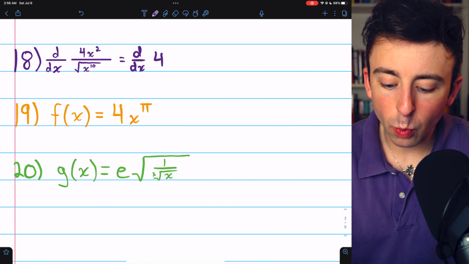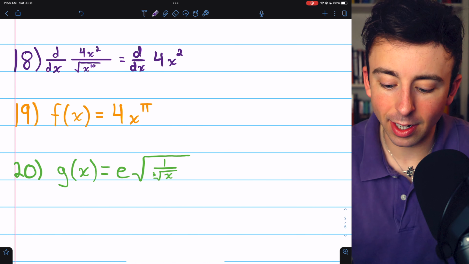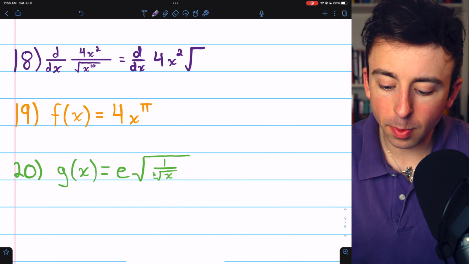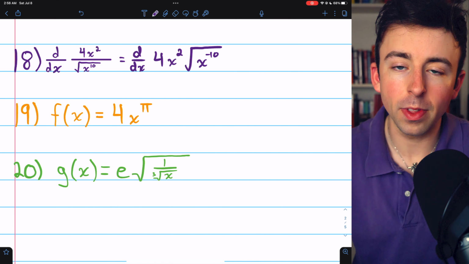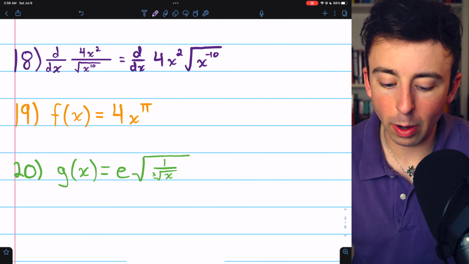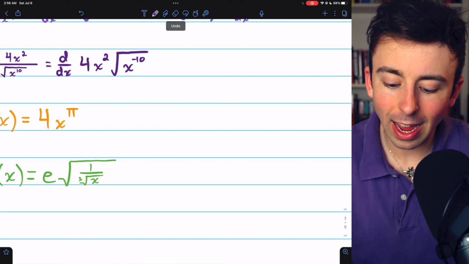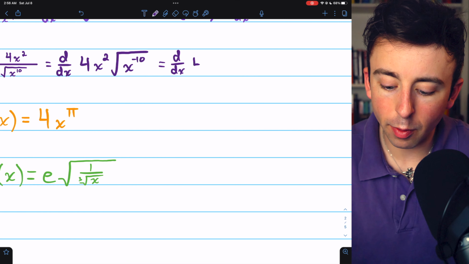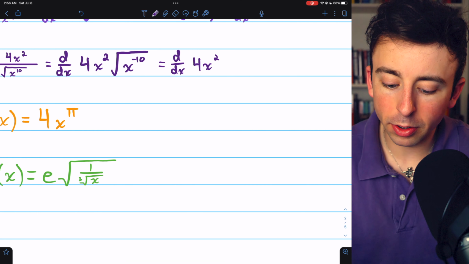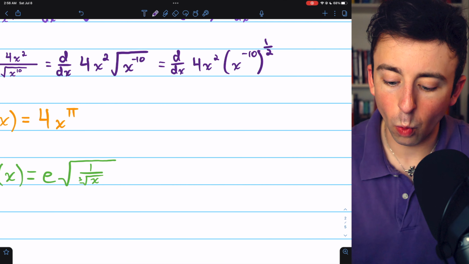As we've been doing, we can get rid of the denominator by just flipping the power. So where we did have the square root of x to the 10 in the denominator, we can bring it up to the numerator if we flip the power of 10 to a negative 10. So there we go, 4x squared times the square root of x to the negative 10. But this square root is the same as a power of 1/2. So this is the derivative of 4x squared multiplied by x to the negative 10 to the power of 1/2.